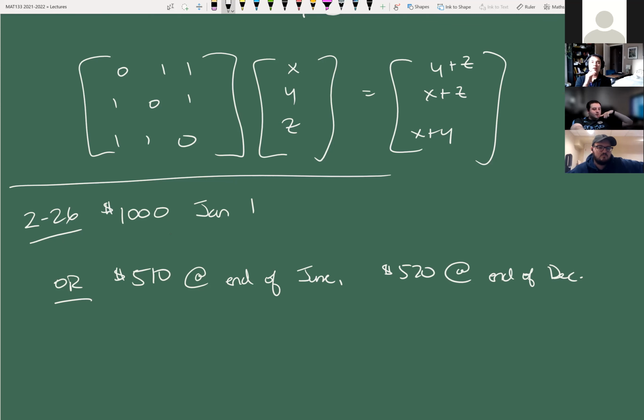So assume market rate 4% compounding monthly. Again, it's not clear whether we're compounding at the beginning or the end of the month. But let's assume it really shouldn't matter as long as we assume that you get the money at the end of that compounding period.